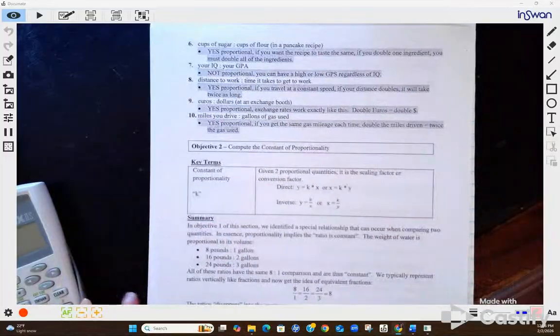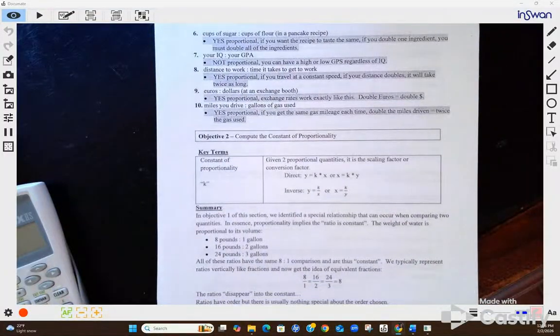Cups of sugar versus cups of flour in a specific recipe. So if you want the recipe to taste the same, if you double one ingredient, then you're going to have to double the other ingredients. Otherwise, the recipe is no longer exactly the same.